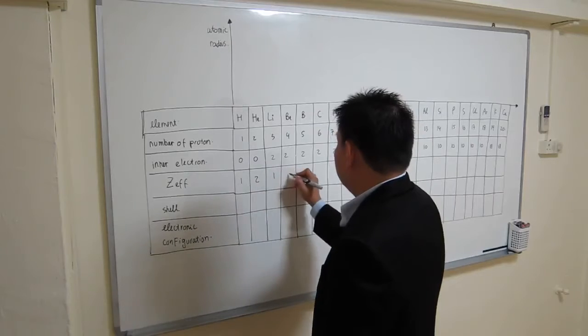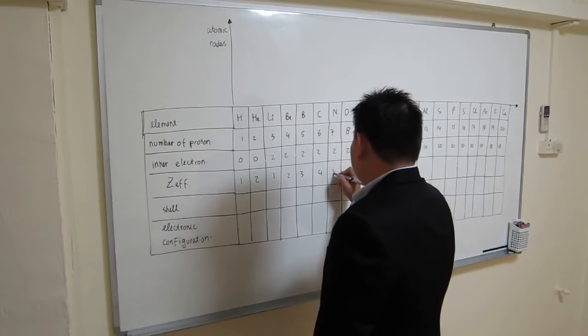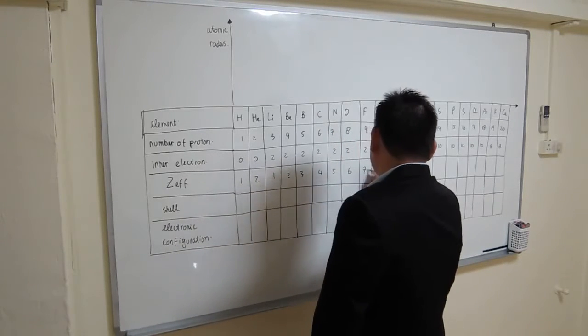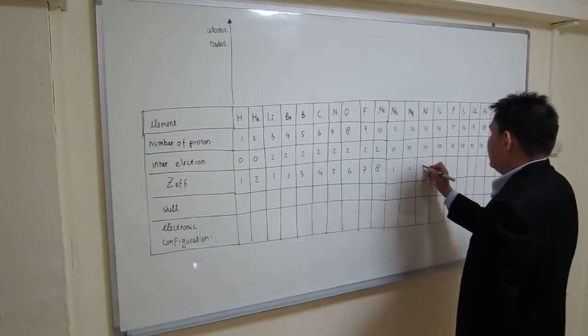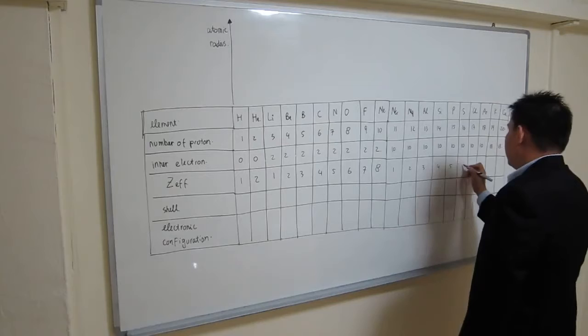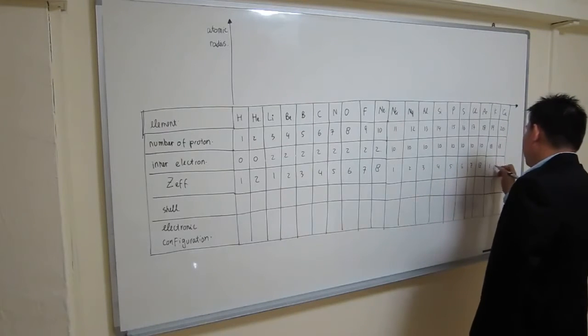1, 2, 3, 4, 5, 6, 7, 8. 1, 2, 3, 4, 5, 6, 7, 8, and 1, 2 again.